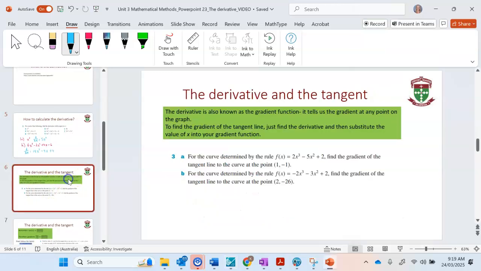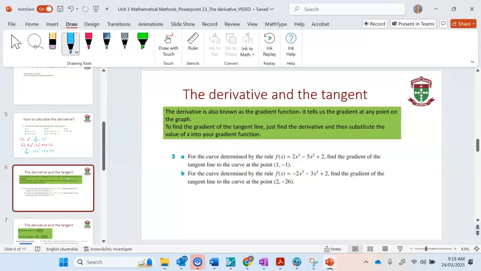Let's have a look. So the derivative and the tangent. The derivative is also known as a gradient function. It tells us the gradient at any point of the graph. So we just did that. To find the gradient of the tangent line, just find the derivative and then substitute the value of x into your gradient function. Which is pretty much what I just did, but I did it on the calculator. Let's do it by hand.